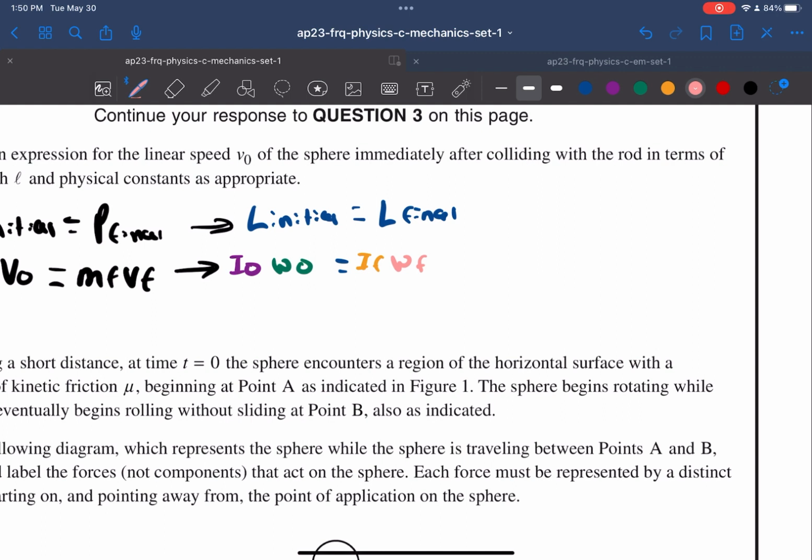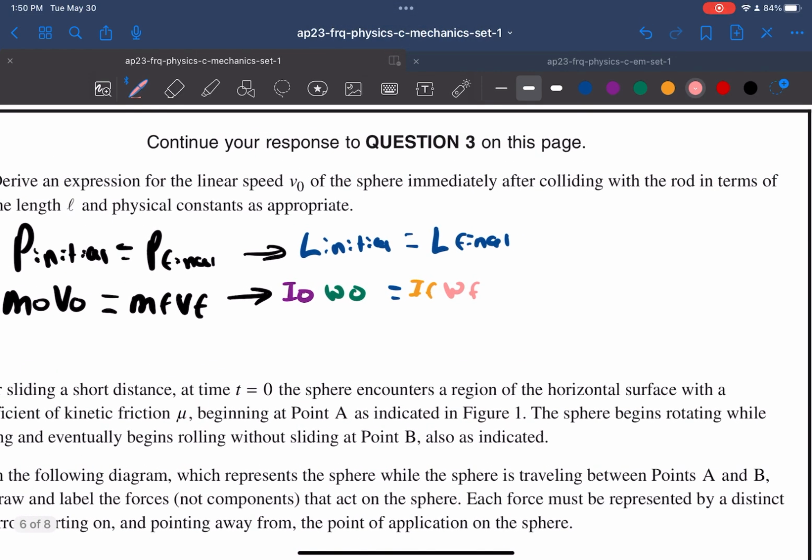So now what we need to do is set them equal to each other. And that is why the most important part of understanding this problem is the conservation of momentum. So with this, we were able to set up the equation that we just did, and now we can set these two equal to each other. But we need to do some substituting in first.